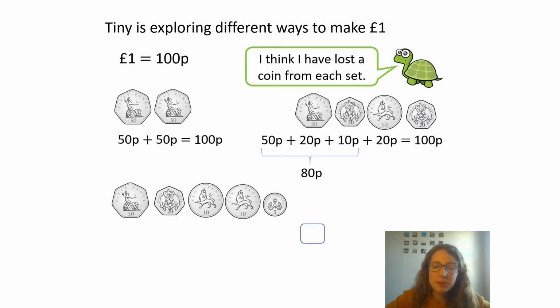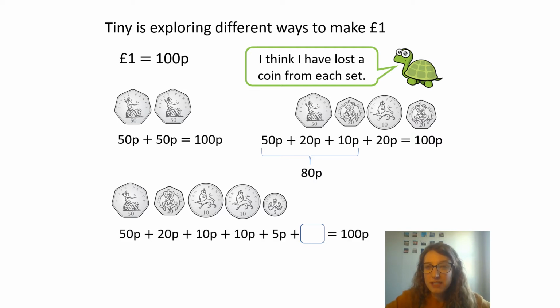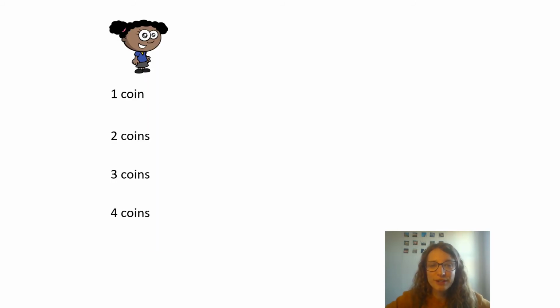Okay, let's look at our last one. So we've got 50, add 20, which we know from before is 70. Add another 10, 80. Add another 10 is 90. Add the 5 is 95. Okay, so what coin is missing? We've got 95 and we need to get to 100. So you can either do it in your head mentally or you can count on from 95 until you get to 100. But you should have worked out the missing coin is 5p. So well done if you got all of those.